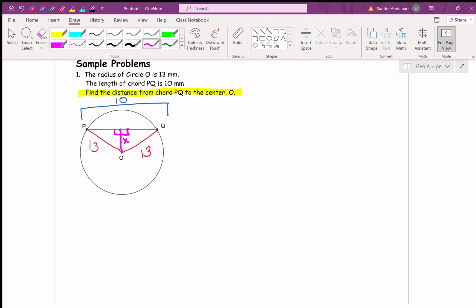All right, but didn't we just learn if there's a segment coming from the center of the circle that's perpendicular to a chord, what does it do to the chord? It bisects it. So that 10 will get split into two fives. This is a triple, 5 something 13. What's that triple? AJ? 12. So find the distance from the chord PQ to center O. It is 12 units. Oh, sorry, 12 millimeters.